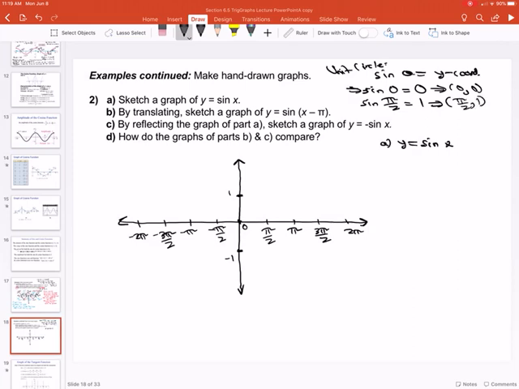So plotting these points, we know it passes through (0, 0), so I'll plot that. It passes through (pi over 2, 1), since the sine of pi over 2 is 1. We know the sine of pi is 0, so it passes through the point (pi, 0). The sine of 3 pi over 2, the y coordinate at 3 pi over 2 on the unit circle, is negative 1. The sine of 2 pi is 0. So between 0 and 2 pi, let's go ahead and sketch in what we found.